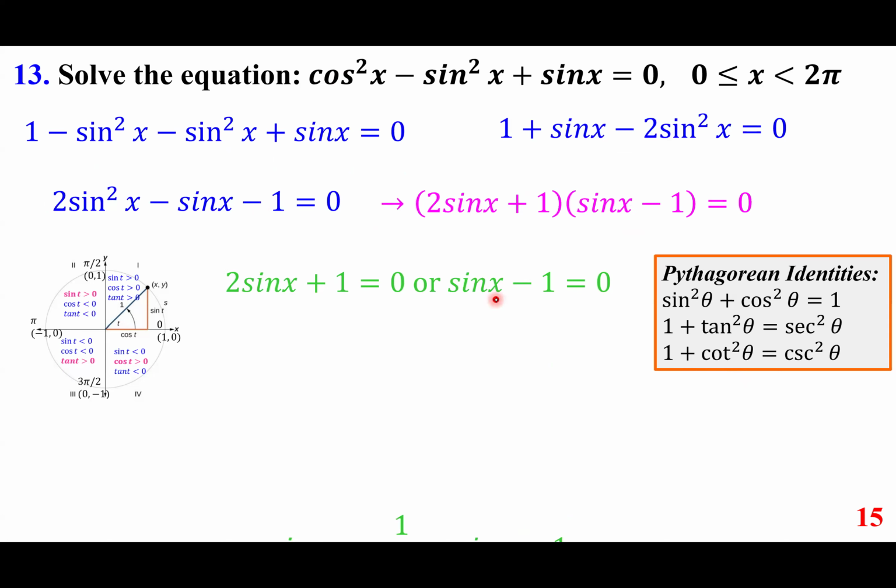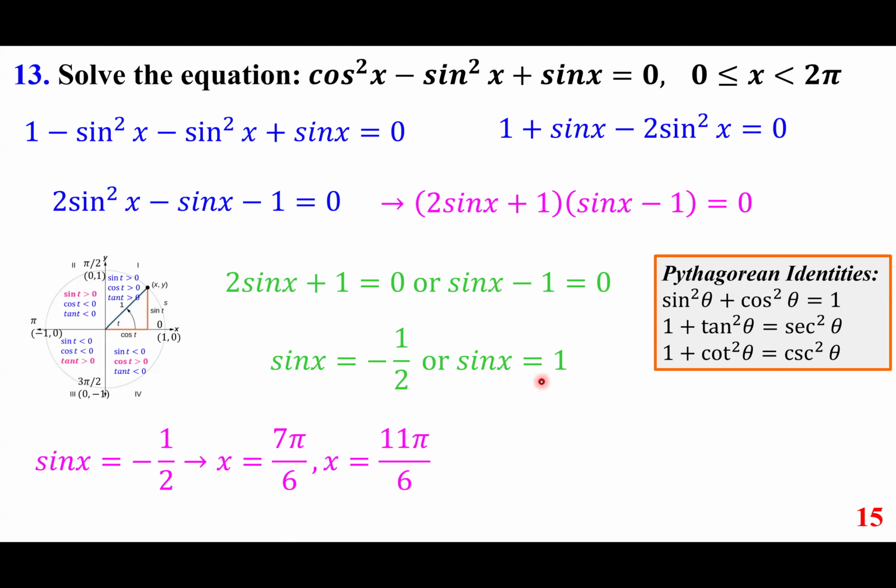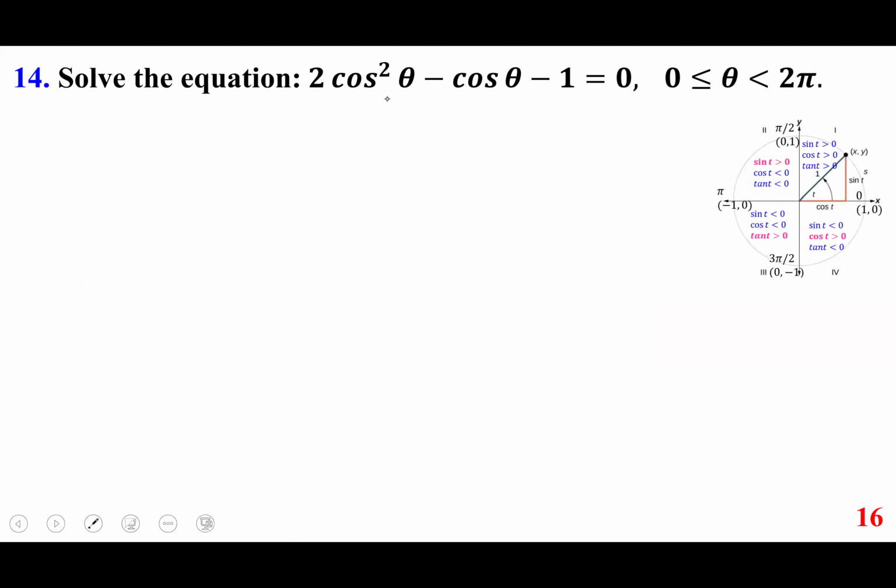This gives us 1. So remember, think about 1/2, which gives you pi over 6, and sine is negative in the third and fourth quadrant. That gives us 7 pi over 6 and 11 pi over 6, and sine x equals 1 only at pi over 2.